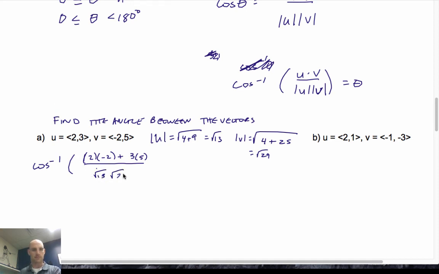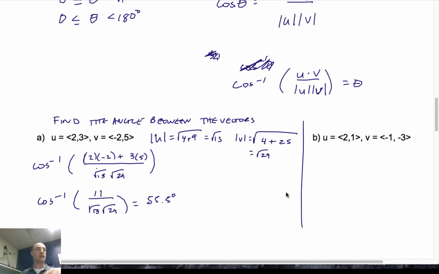I'm going to take the inverse cosine of those things. So I've got inverse cosine of, on top, -4 plus 15, so this would be 11 over square root 13 times square root of 29. When I plug that into my calculator, I end up with an angle of 55.5 degrees. That's the angle between the vectors, right? And that's it. That's all there is to it.